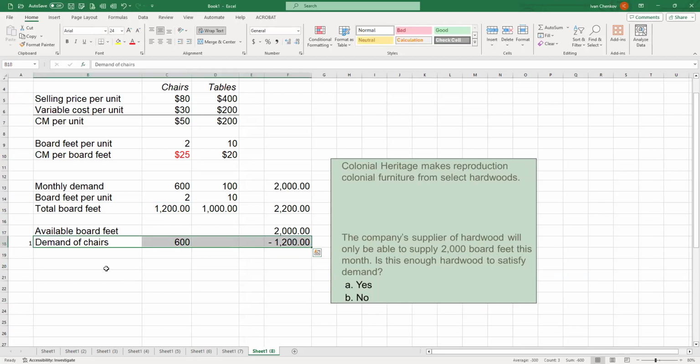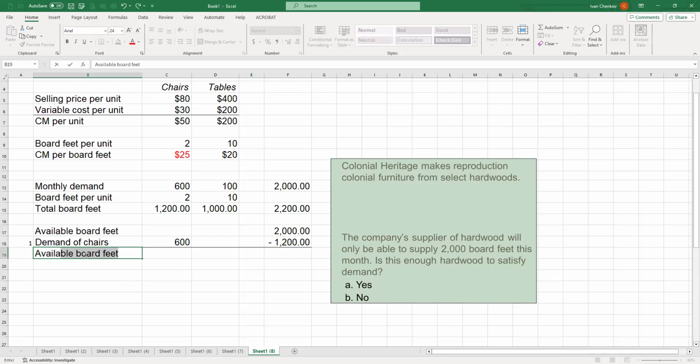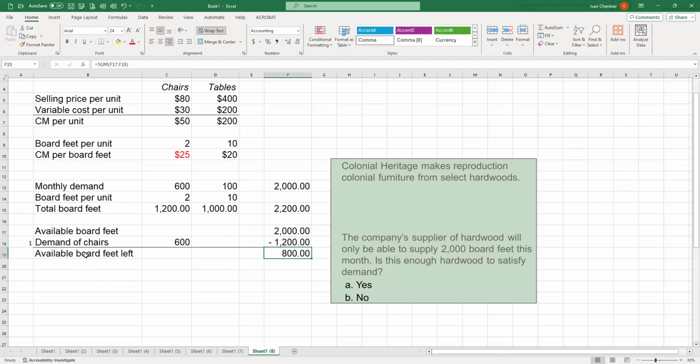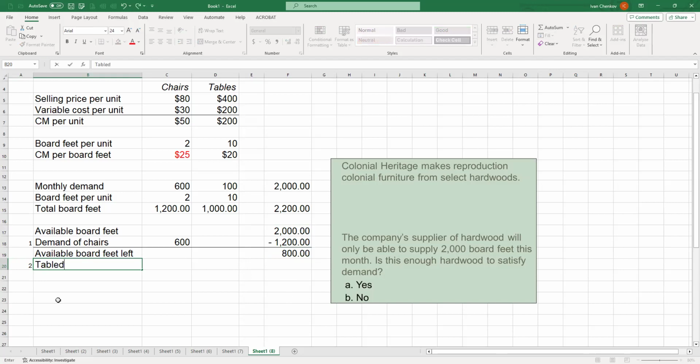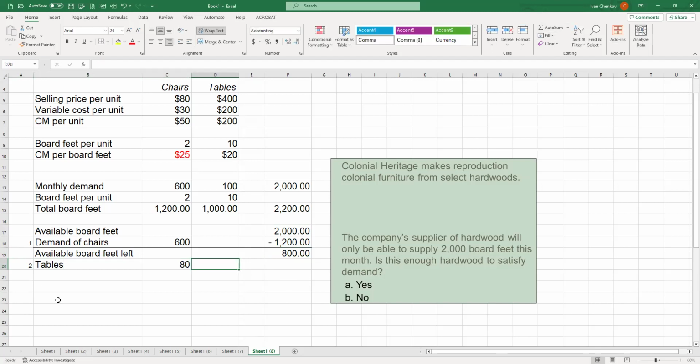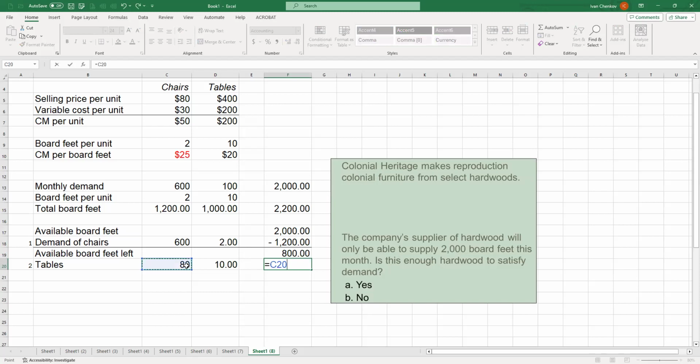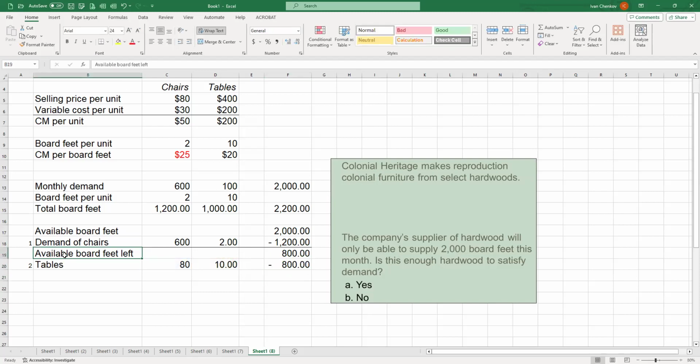After satisfying my demand for the chairs, then I'm going to have 800 board feet left. How many tables can I produce with 800 board feet? 80. I'm going to produce only 80 tables. Why? Because each table takes me 10 board feet. With the 10 board feet, I'm going to use up my entire available supply, and what is left in this case will be 0.